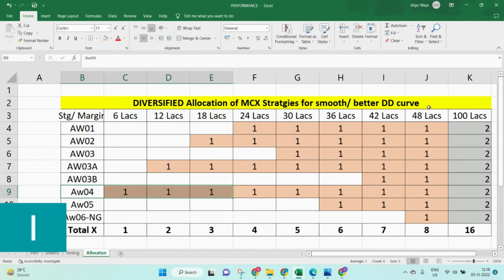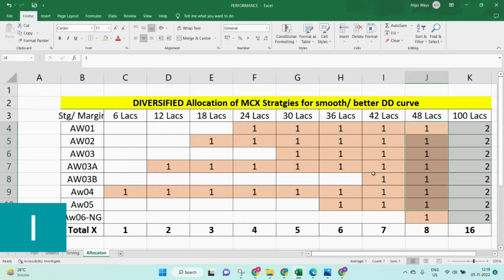Suppose somebody has got 50 lakhs, 48 lakhs to be precise. So he should deploy all these 7 strategies of MCX, and then I say that he can deploy 1x of NG, because that is the kind of emotional drains NG brings in trading, that we should not deploy it as our first or second deployment. It should be our last deployment, and that too after understanding that a person can take the risk.